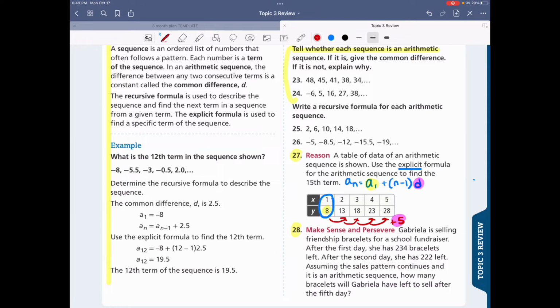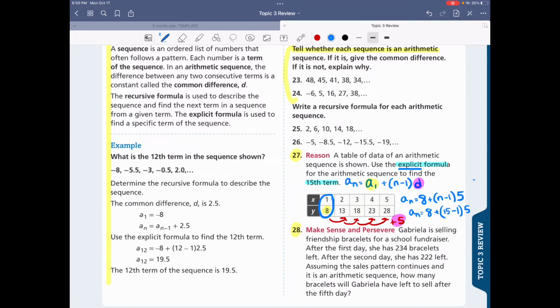Okay? So from here, we're going to write a sub n equals 8 plus n minus 1 times 5. Then the next question, that's the explicit formula, so that's half of the problem, finding the explicit formula. The other half of the problem is finding the 15th term. So we need to plug 15 into n. So we just rewrite the formula, plus, instead of n, we put 15 minus 1 times 5.